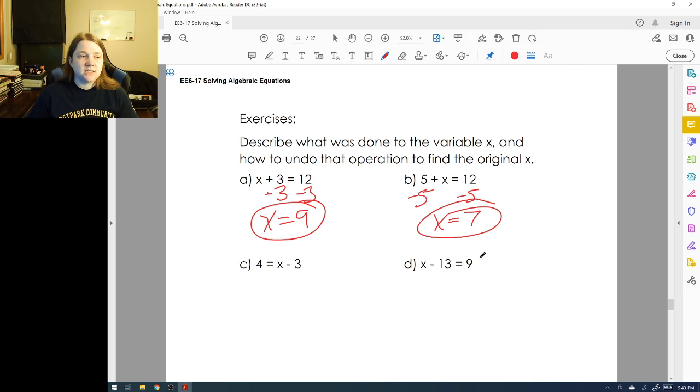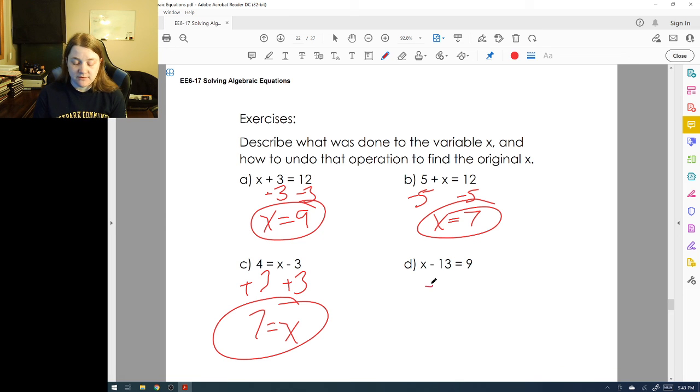Then I'm going to go to letter C. 4 equals x minus 3. Well, I had x, and then I took 3 away. So to know what x is, I have to put 3 back. So I'm going to add 3 to both sides, and that's going to end up with 7 being the value of x. Letter D, x minus 13 equals 9. So the opposite of subtraction is addition. And when I add that 13 back in there, I'm going to get x equals 22.